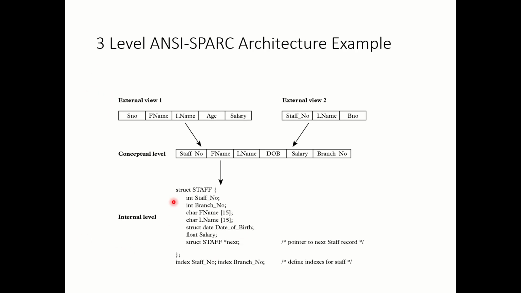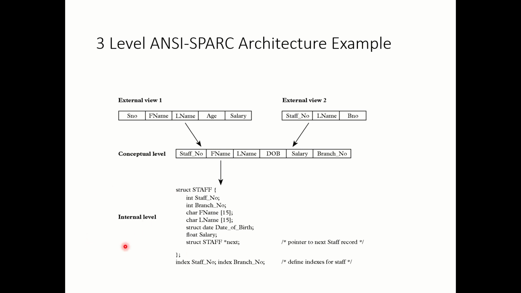When you look at it at this particular level, for a certain client, I will have to show the student number, the first name, the last name, the age, and the salary. But for another company, I don't have to show all these details. I need to show sometimes the staff number, the last name, and maybe the batch number. That is the only information I should be able to show. So at the conceptual level, you will have all these details stored. It's kind of your schema.